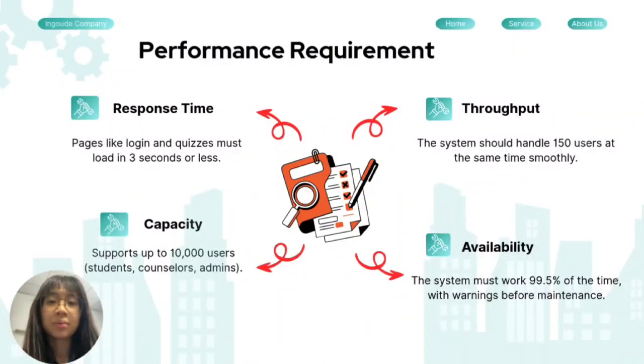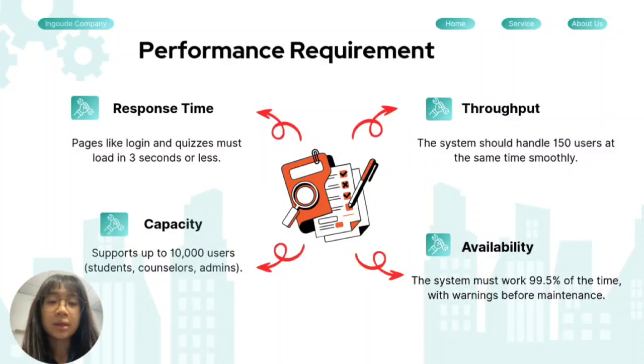There are 4 performance requirements for the Digital Mental Health Literacy Hub. These are important because they ensure the system runs smoothly, is easy to use, and meets user expectations. The first is response time. All key features like login or submitting a quiz must respond within 3 seconds under normal conditions. The next is throughput. The system should be able to support at least 150 users at once without slowing down.